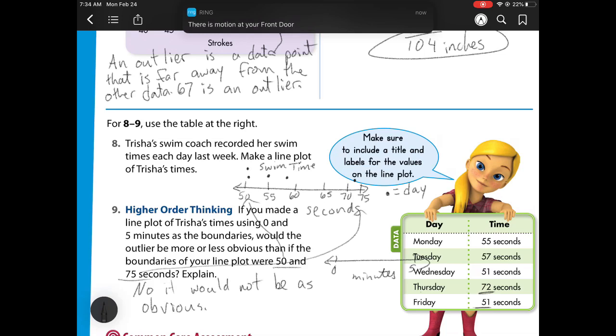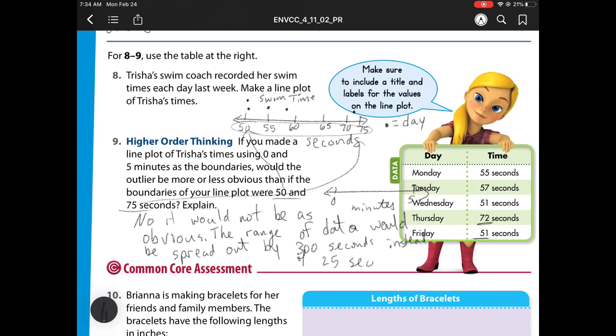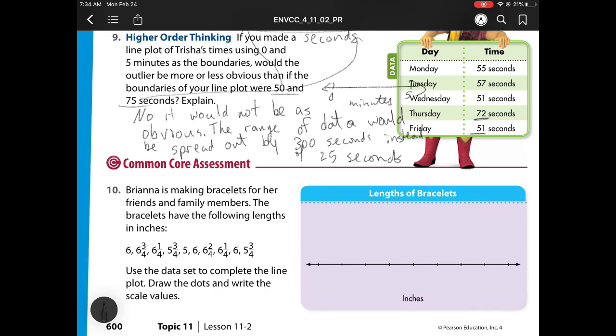Well, the reason why is because my data was scattered in seconds. So my biggest range was 25. But now my biggest range would be 5 minutes, which is the same as 300 seconds. So I'm going to put the range of data would be spread out by 300 seconds instead of what? Instead of 25 seconds. So that means all these dots are actually going to appear closer together because there's more numbers that I'd be looking at.